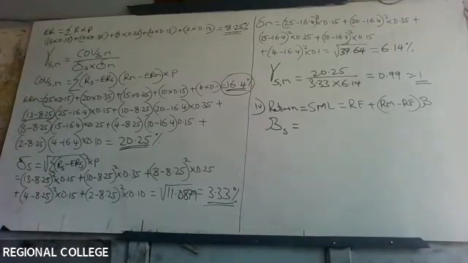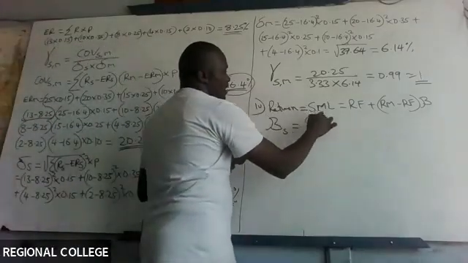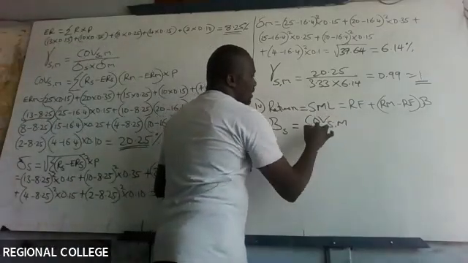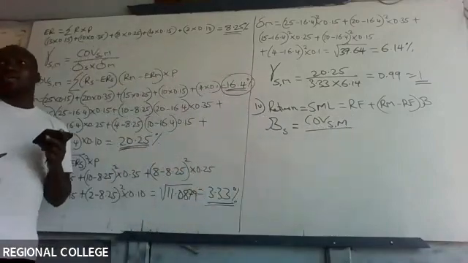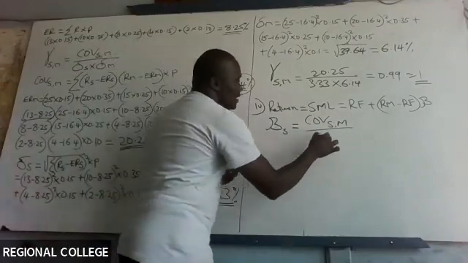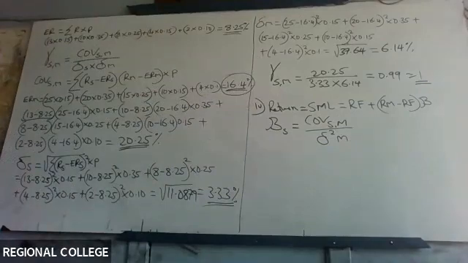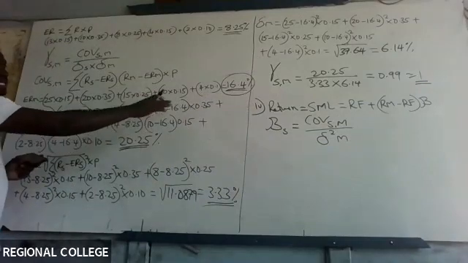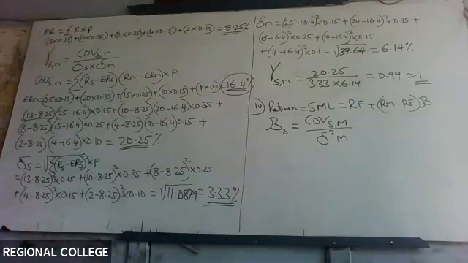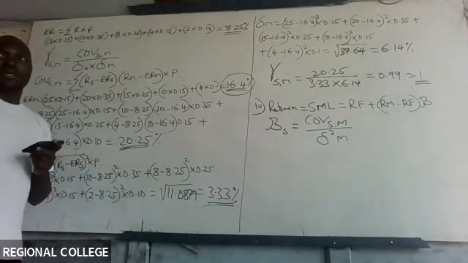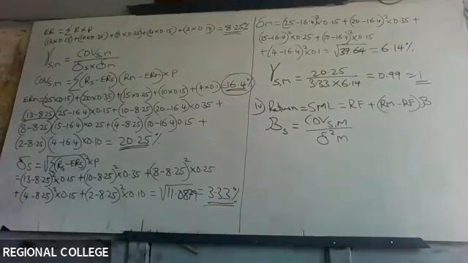Beta of a security equals the covariance between the security and the market, divided by the variance of the market. It's always so easy on the board, but it's not easy still. It takes a lot of practice. You can really practice these things before the exam.